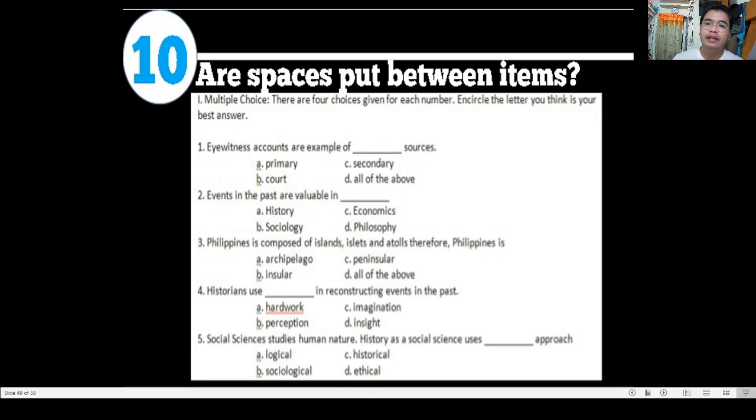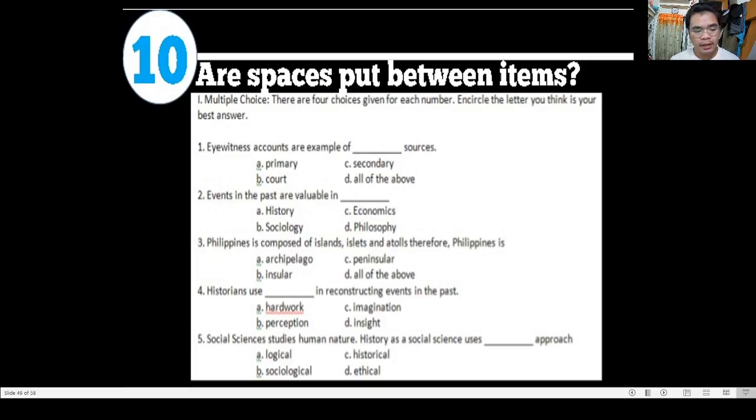elementary pupils tend to read vertically, from top to bottom, so their reading goes straight down. It should be A, B, C, D listed vertically, not side by side. You can practice this in high school, but that's a no-no in elementary grades. So this is okay, but in between the items there should be spaces.